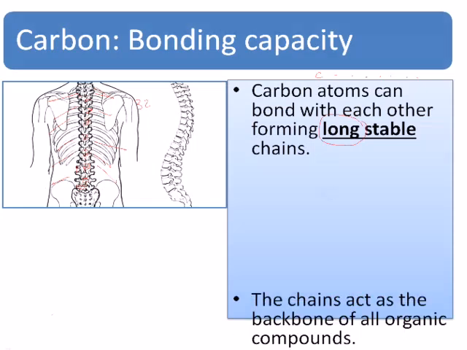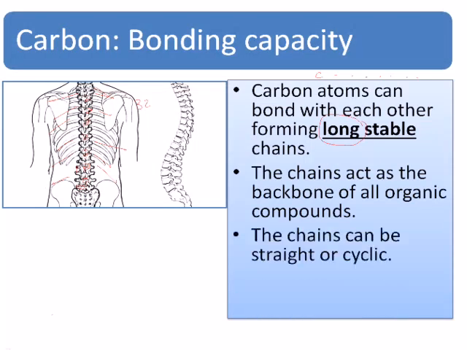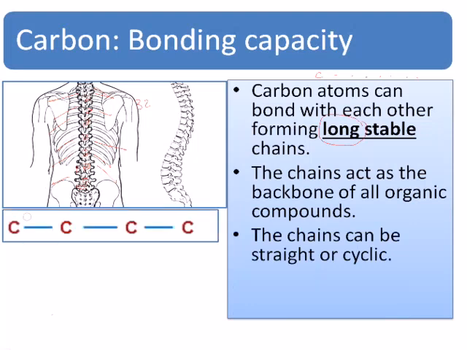Another thing here is the chain acts as a backbone of all carbon compounds, like I said, and the chain can be straight or cyclic. This is an example of a four carbon chain, and it can be represented this way as well, whereby I can use these lines where at the end of each line there is a carbon, right? So this one here has got 1, 2, 3, 4, 5, and this one has got 4 chains.